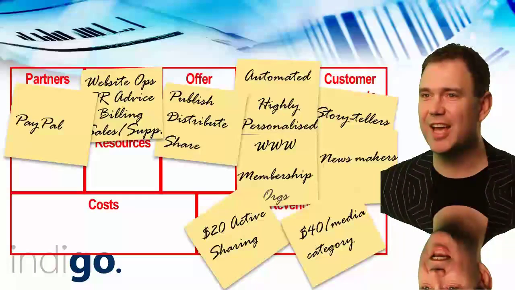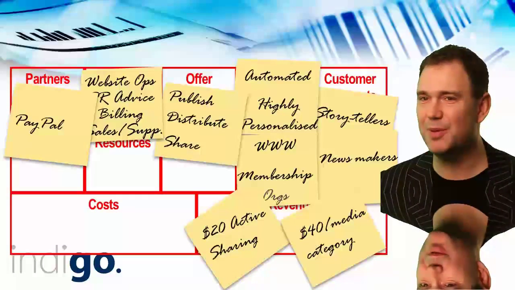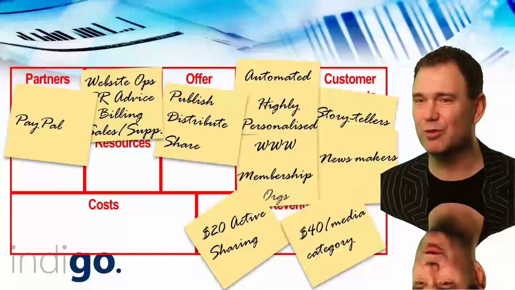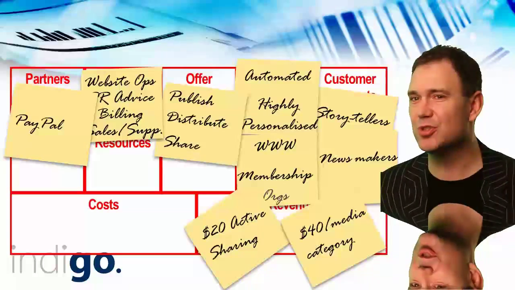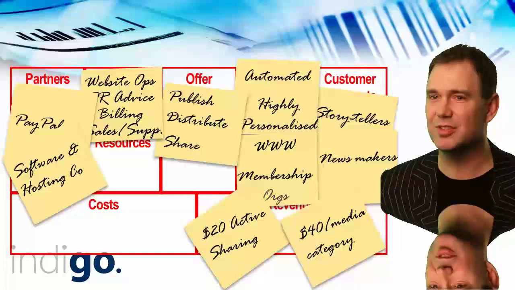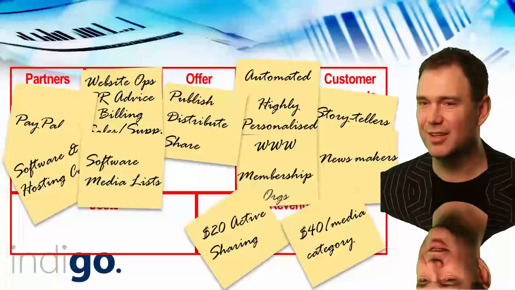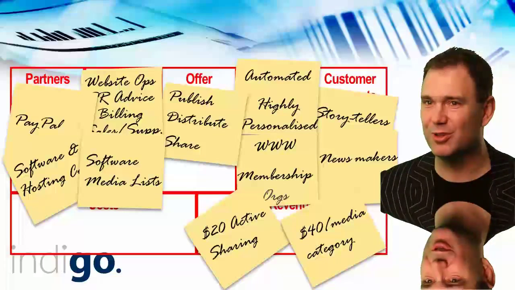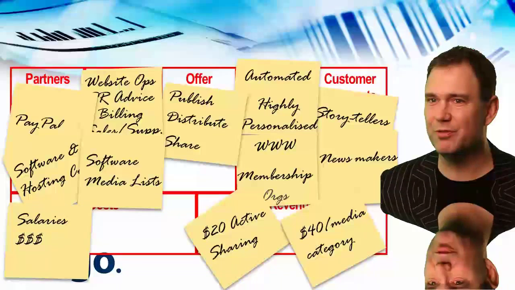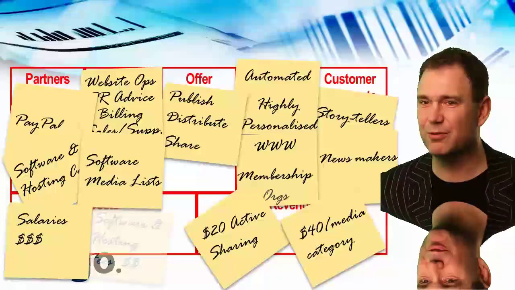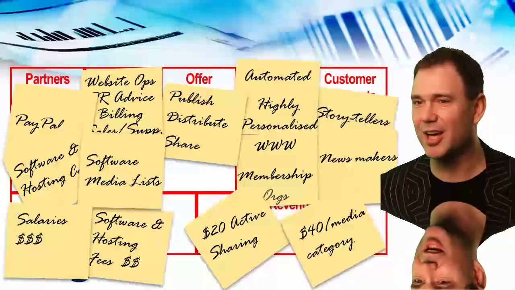But payments are handled by a partner, which is PayPal. And instead of developing the software and running the servers that the software runs on, Newsmaker use a software and hosting company to provide this service. And then there's the resources, the intellectual property in the software, and the media lists, the lists of storytellers for each of those individual segments of the market that they're servicing. And from all of those activities and resources, there are costs, there are salaries, and there are fees to the software and hosting company and to PayPal and the like.